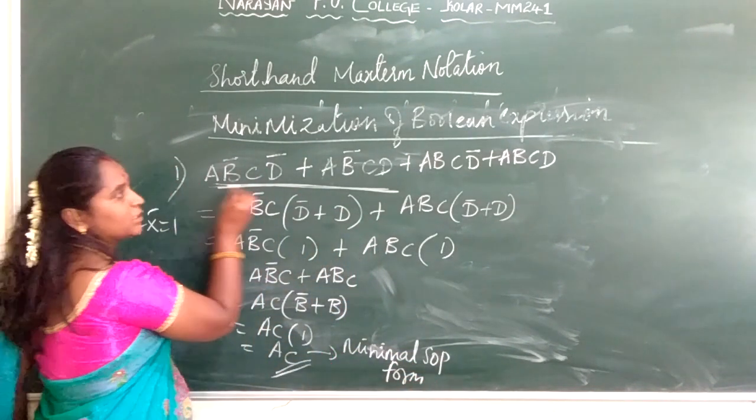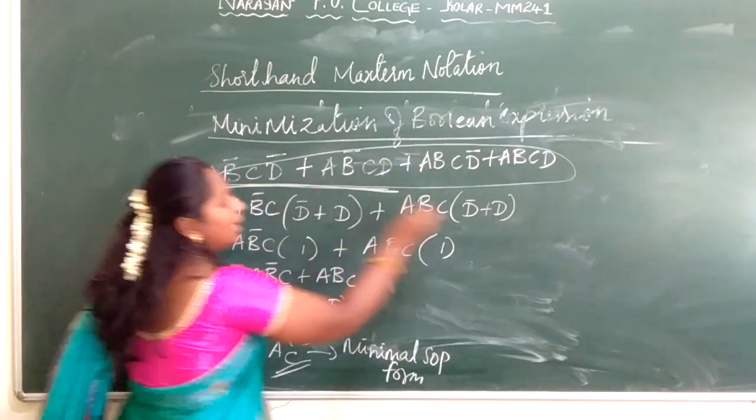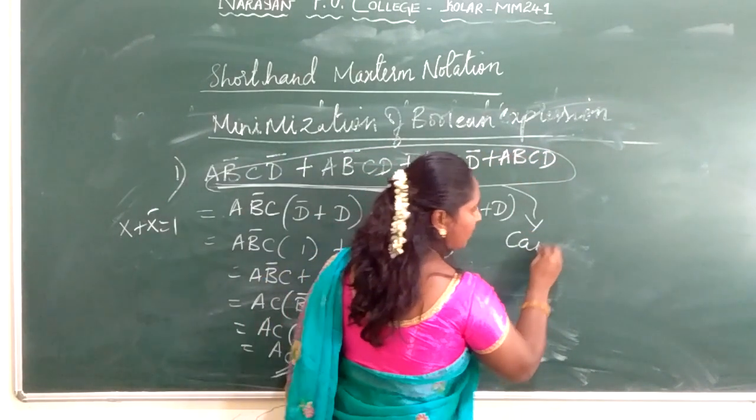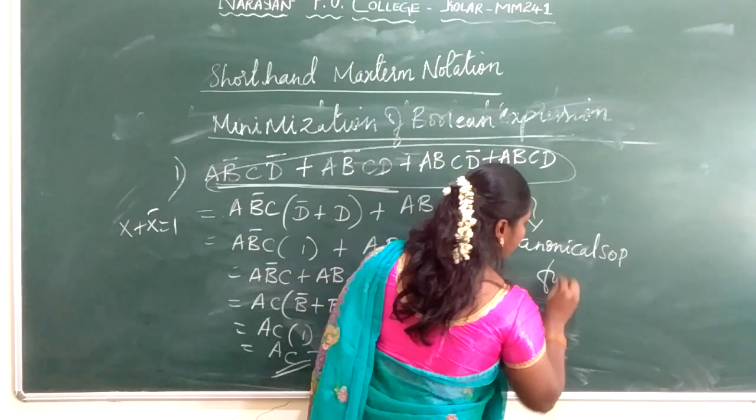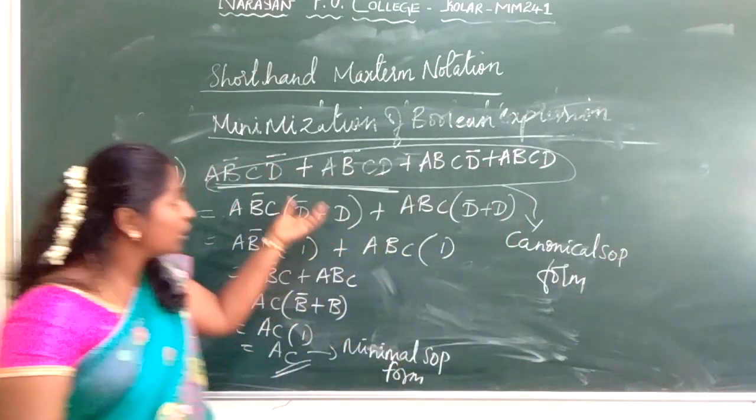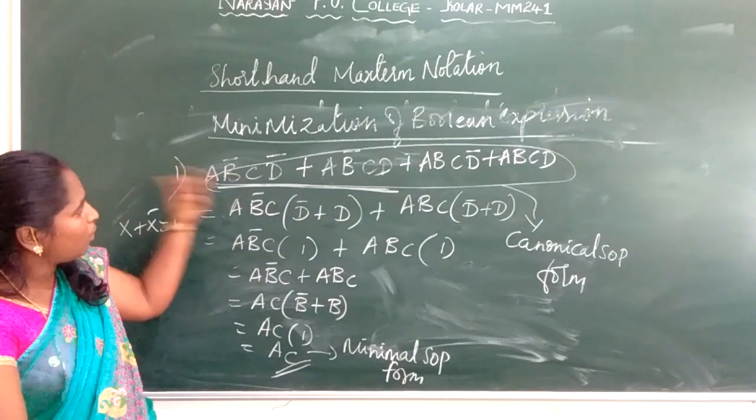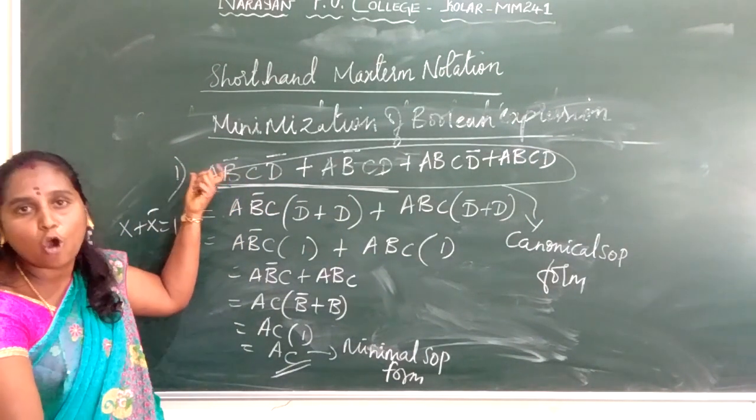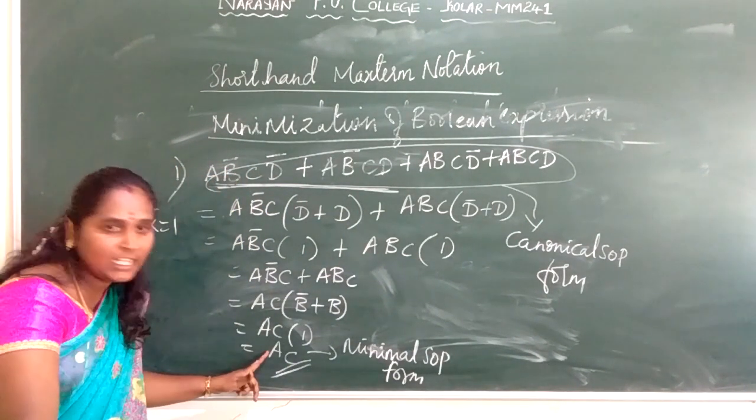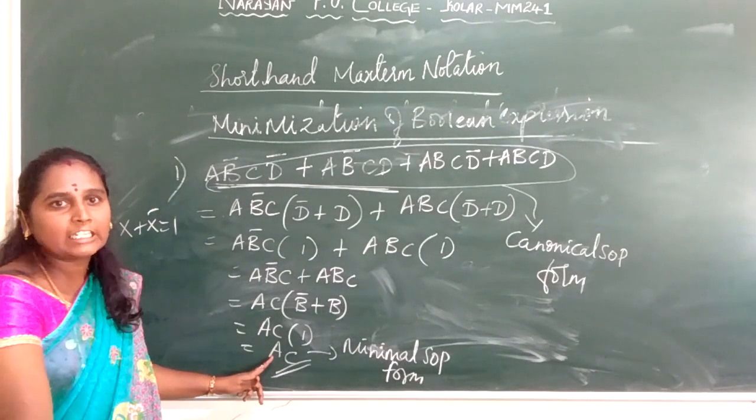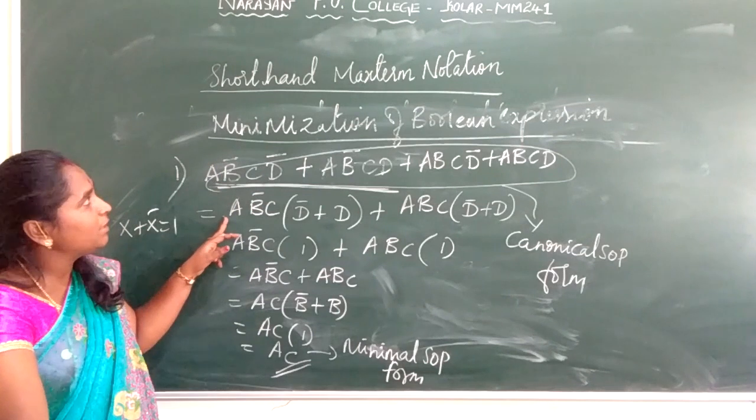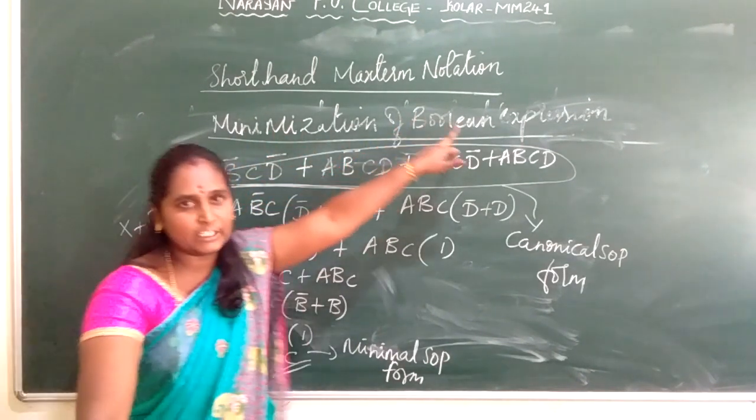And the given expression, this we call the canonical SOP form. In the canonical SOP form, each product term should have all the variables. But in a minimal SOP, there is no necessity for each term to have all the literals or variables. This is one simplification or minimization of a Boolean expression.